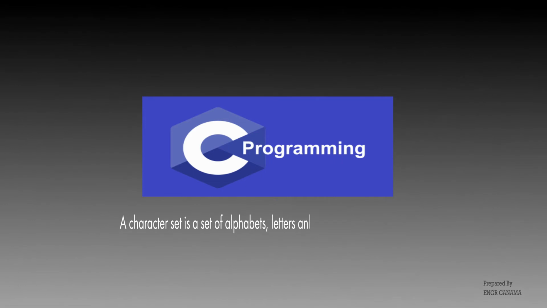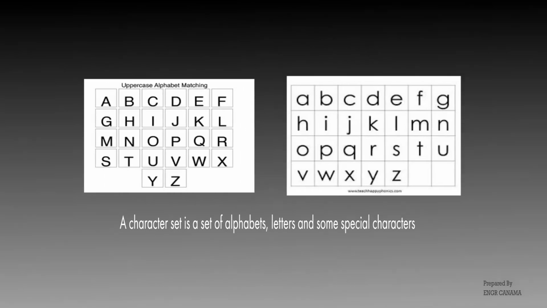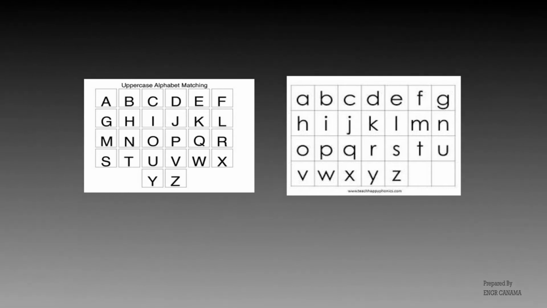Character set. A character set is a set of alphabets, letters, and some special characters that are valid in C language. Uppercase: A, B, C to X, Y, Z. Lowercase: a, b, c to x, y, z. C accepts both lowercase and uppercase alphabets as variables and functions.